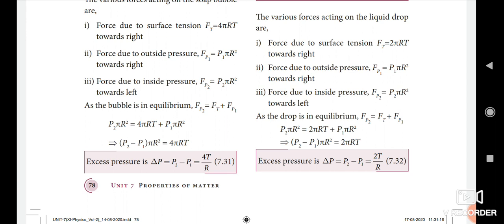Okay, what is the excess pressure for the air bubble? P2 minus P1, that is ΔP, which is equal to P2 minus P1, which is equal to 2T upon R. Here also the same value will be there.